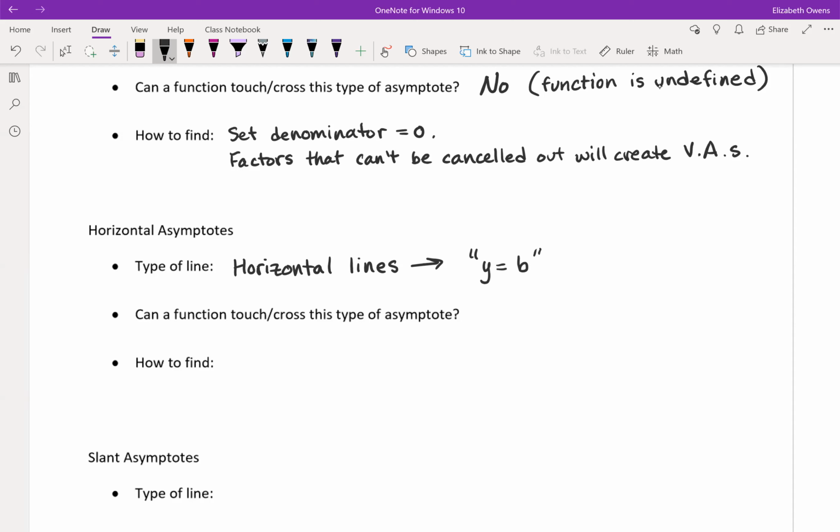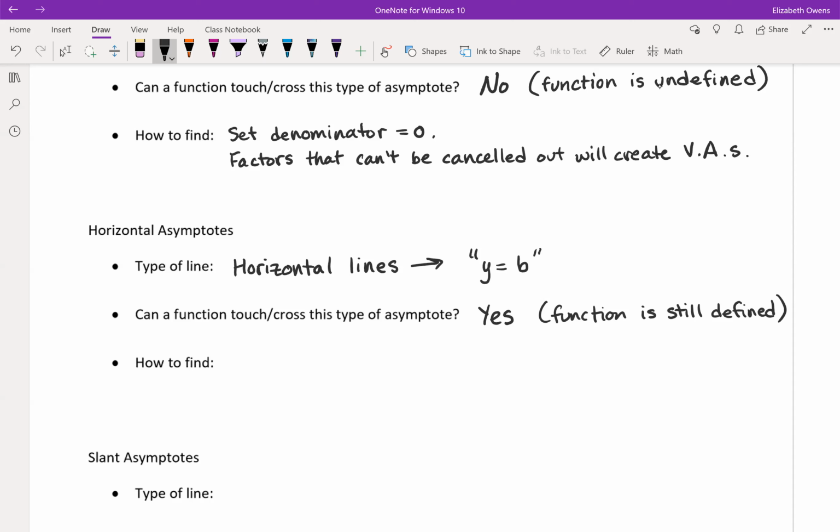Now, can a function cross or touch this type of asymptote? What do we think? If you think yes, you've got it. All right, so yes, a function can actually touch and or cross over a horizontal asymptote. The function is still defined for these type of asymptotes here. Function is still defined. Okay, these are not an undefined type of situation.